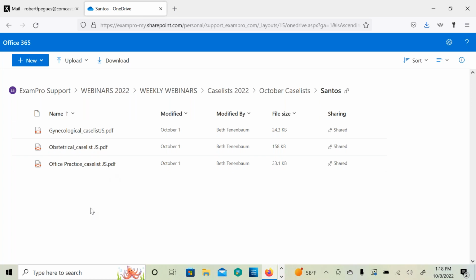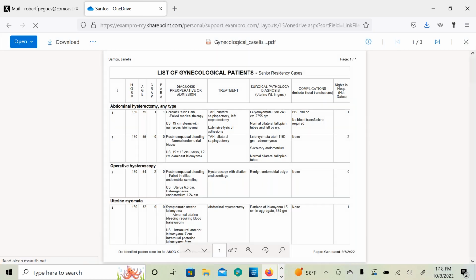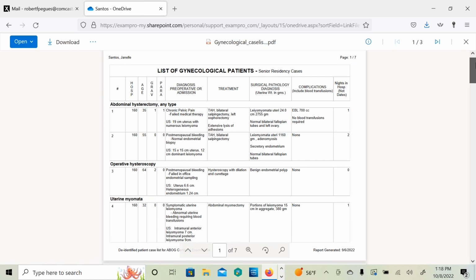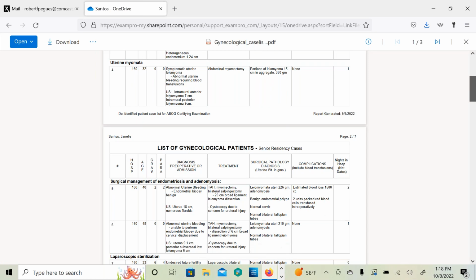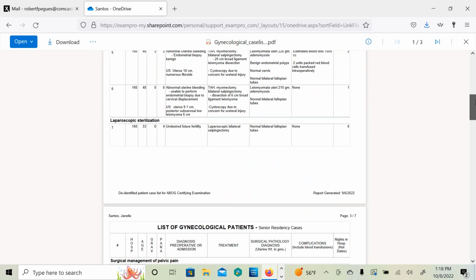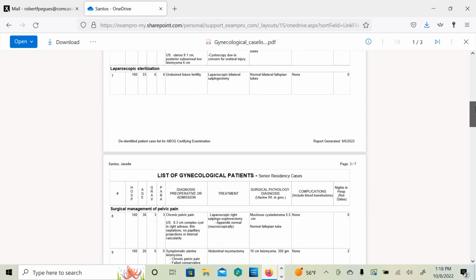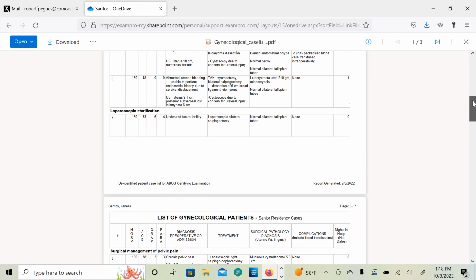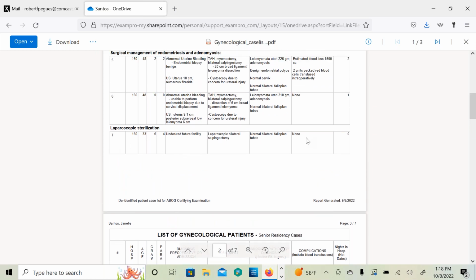Yeah, and I'm an MFM fellow, so any gyne or office would be fine. Okay, let's see. Maybe do gynecology since we just did office, if that's okay. Great. Let's see here. Let's cruise down, maybe find something that we haven't done before or recently. Great. Can we do case number 7, laparoscopic sterilization?